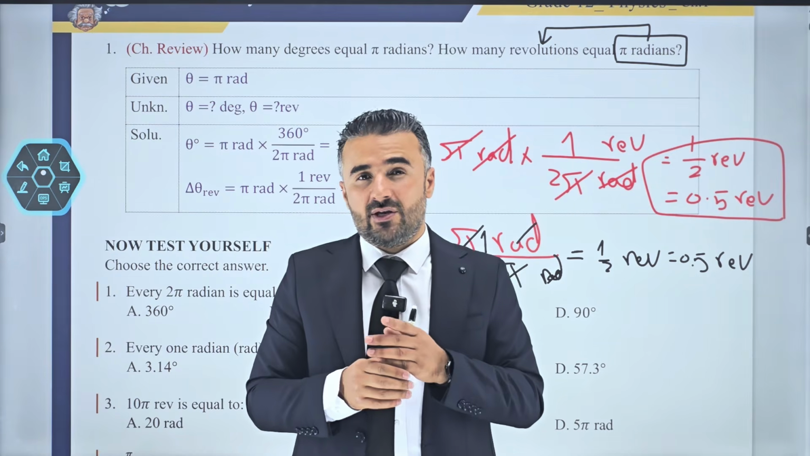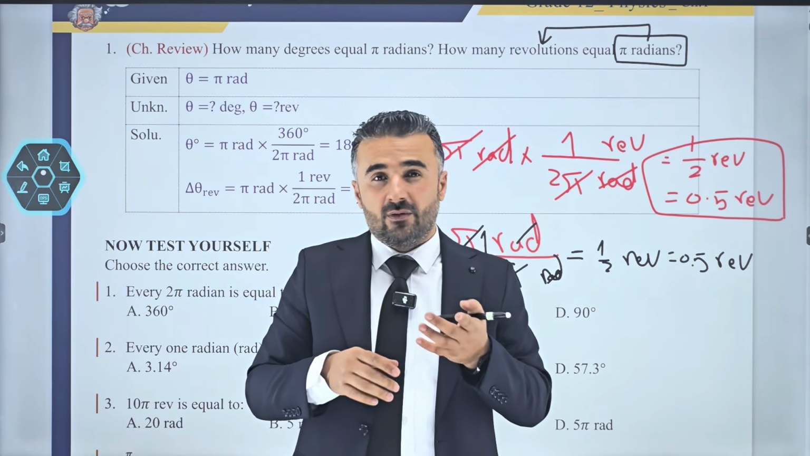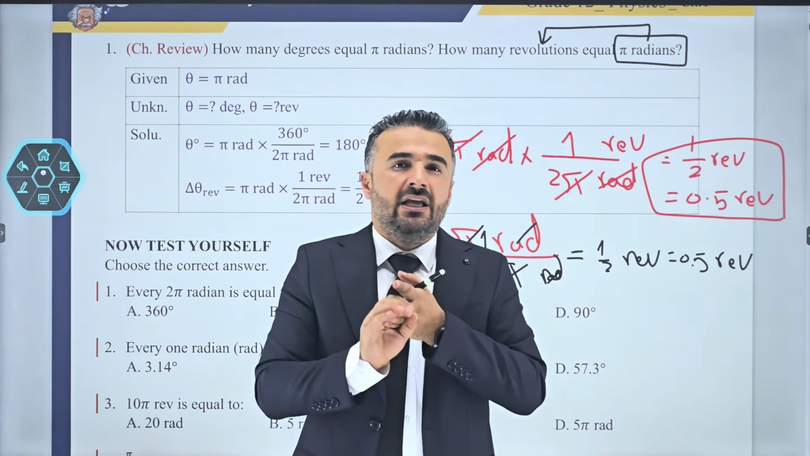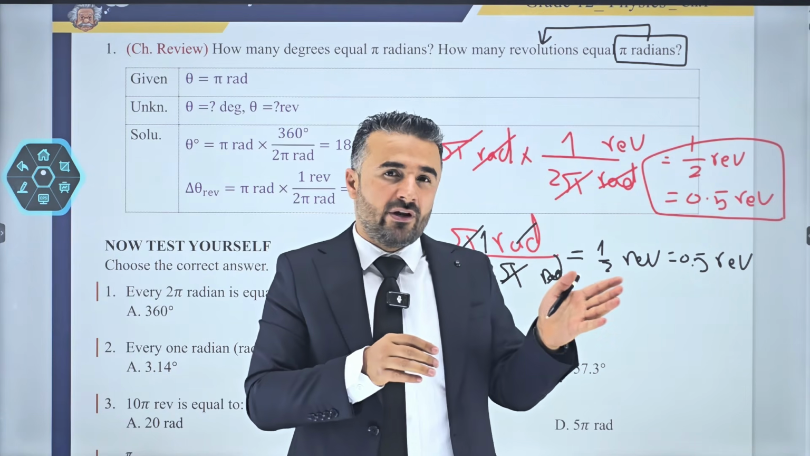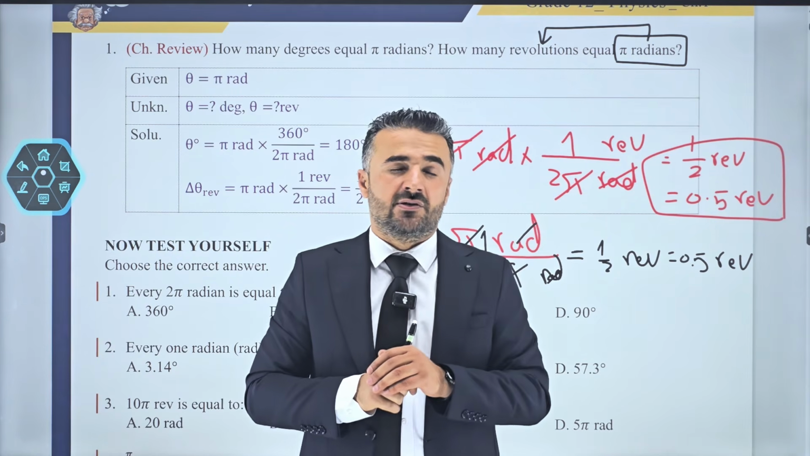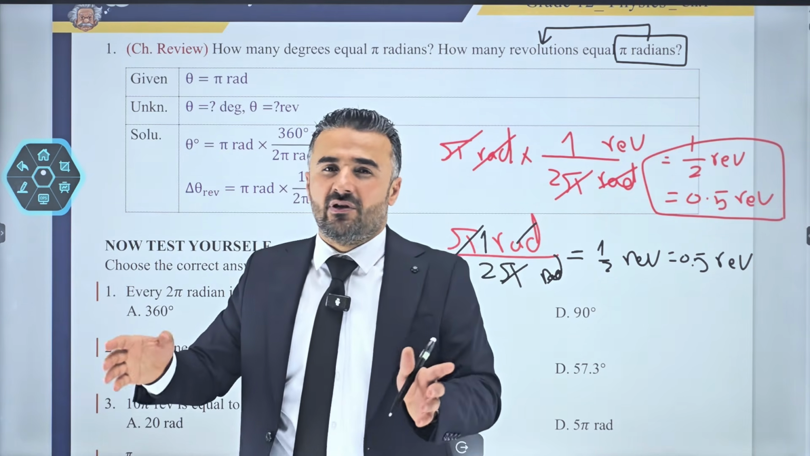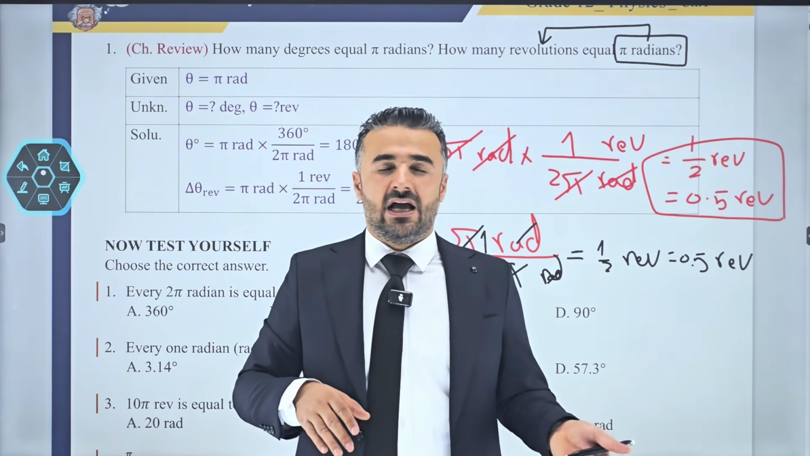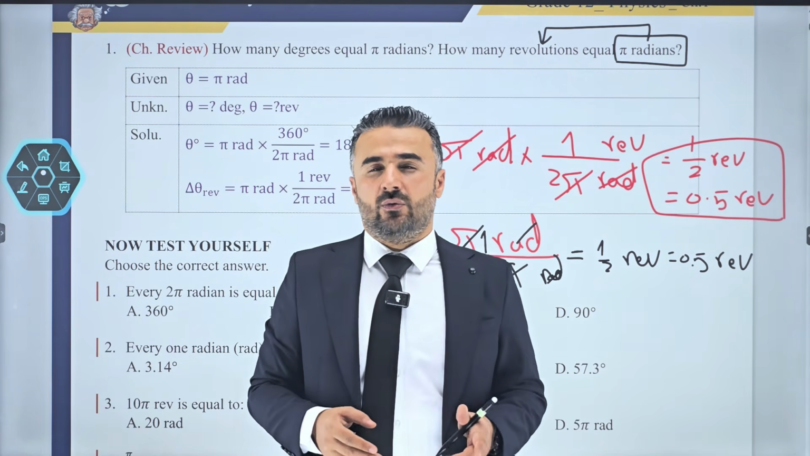We said angles can be measured in 3 different ways. They can be measured in radians, in revolutions, or in degrees. Remember, 1 rev equals 2 pi radian, and that is equal to 360 degrees. We can use that to convert angles from one form to another. And then we also learned how we can do that in a faster way as well.